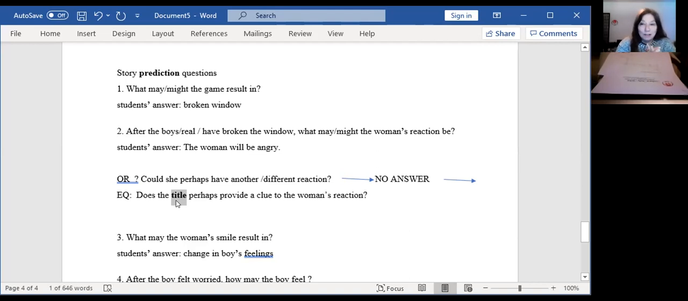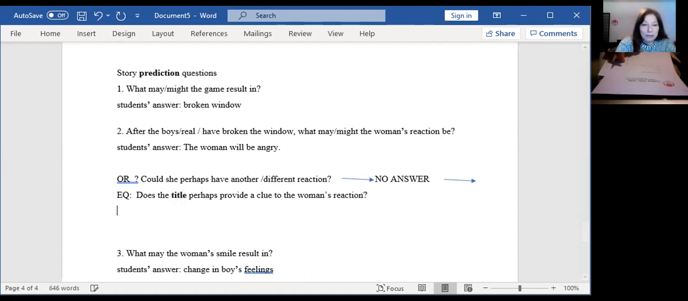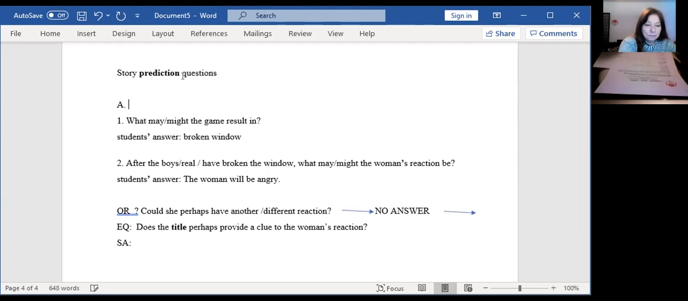Because many readers forget the title. They don't really see it as important, but it's very, very important. Basically, it tells you what the basic meaning or message in the story is, right? So, what might the student's answer be? The woman forgave the boy. The woman forgave the boy.